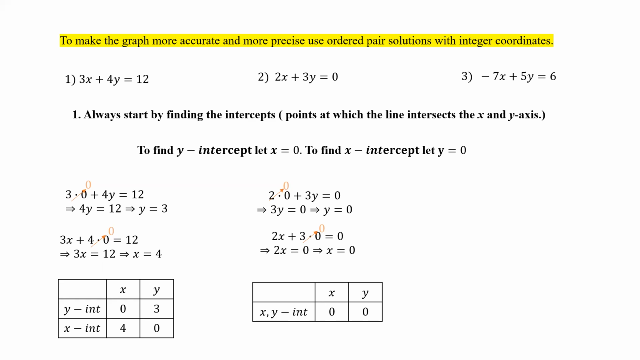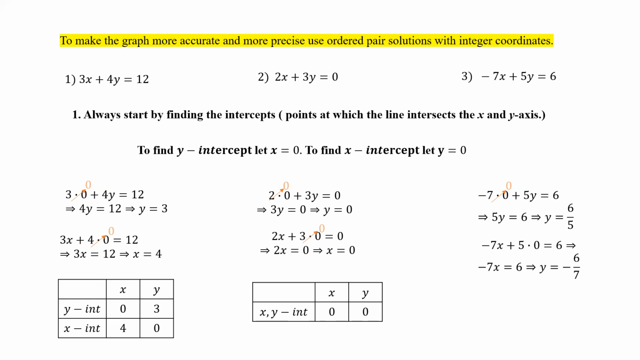Negative 7x plus 5y equals 6. Let's start again with the y-intercept. We're going to let x equal 0. Negative 7 times 0 is equal to 0, plus 5y equals 6. So 5y is equal to 6. Divide both sides by 5. y equals 6 over 5.